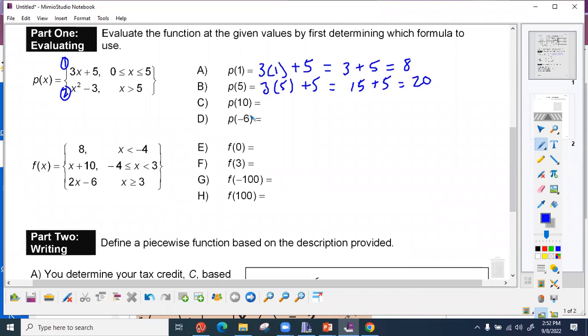Okay, P of 10, where does that fall? In expression 2, because 10 is greater than 5. So that gives us 10 squared minus 3, which equals 100 minus 3, which equals 97. Okay, and then P of -6. Does it fall in either one of them? No. So since it doesn't fall in an interval, that means that there is no solution.